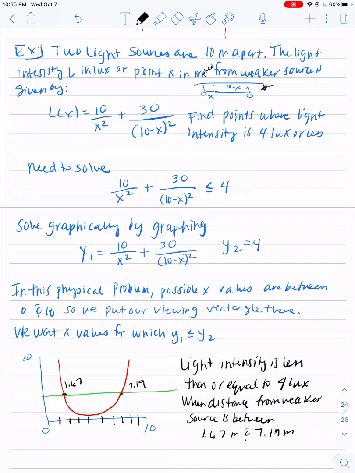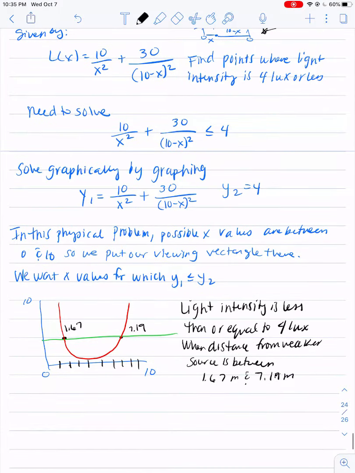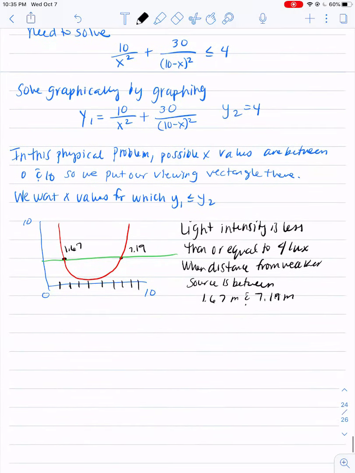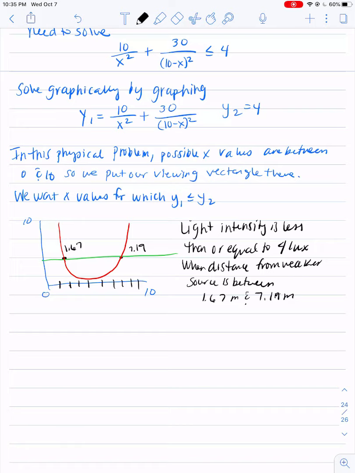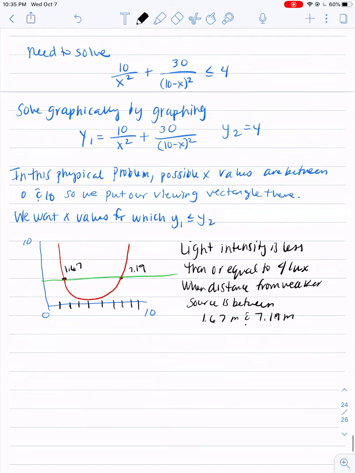So we want to find the points where the light intensity is 4 lux or less. Essentially we need to solve 10 over x squared plus 30 over (10 minus x) squared is less than or equal to 4. So we solve graphically by graphing y1 equals 10 over x squared plus 30 over (10 minus x) squared, and y2 equals 4. I just did this on Desmos using the 10 by 10 graphing window. The green is our y2 and the red is our y1.